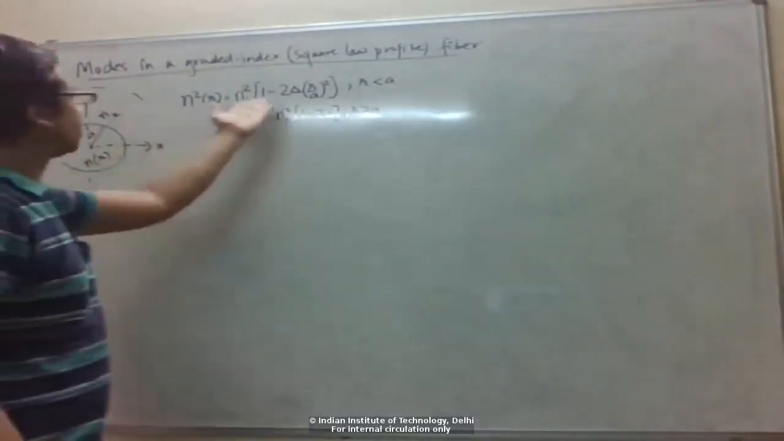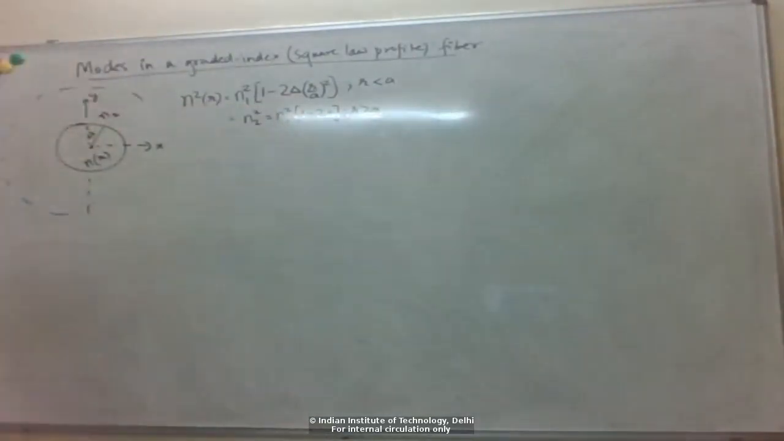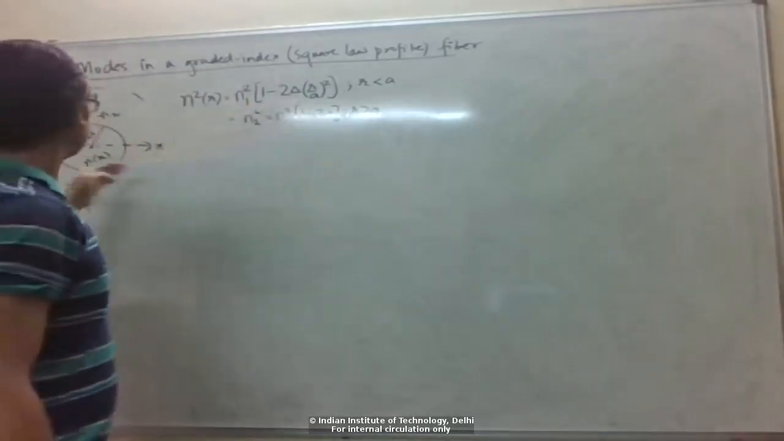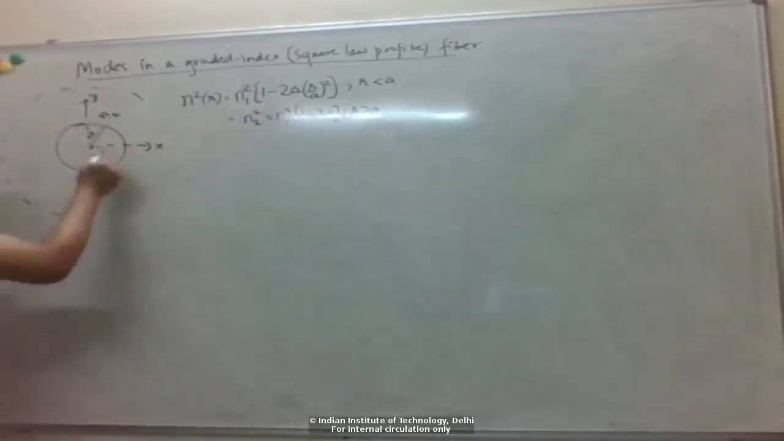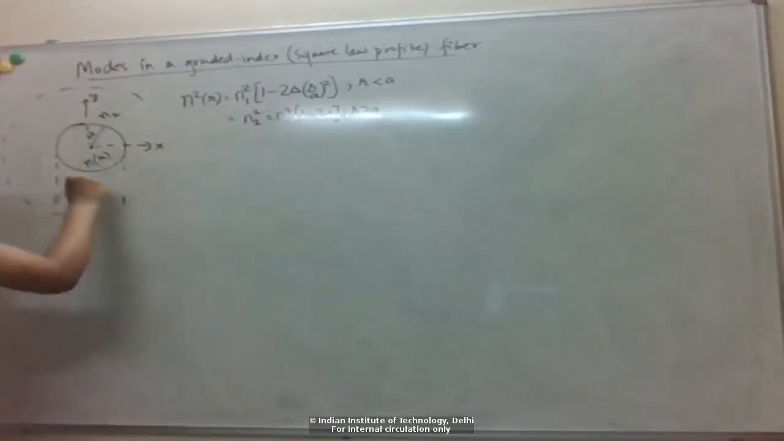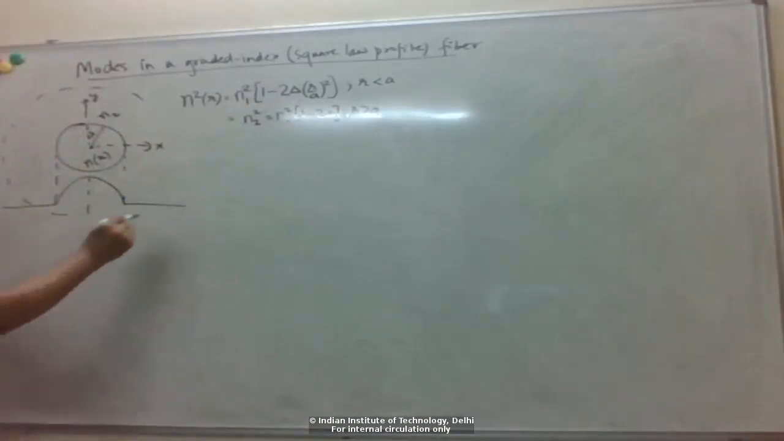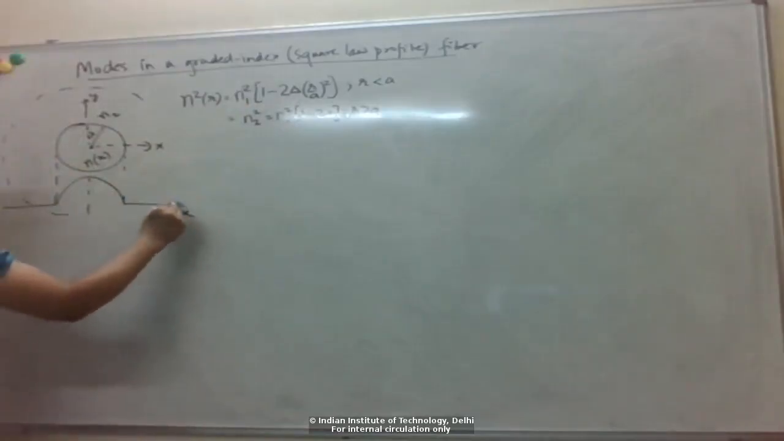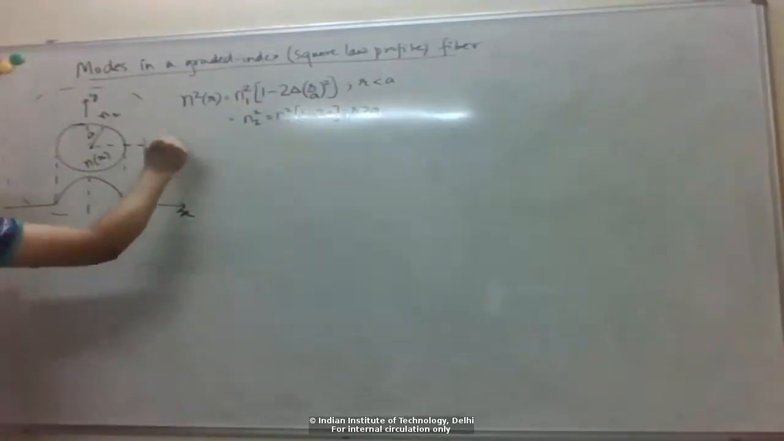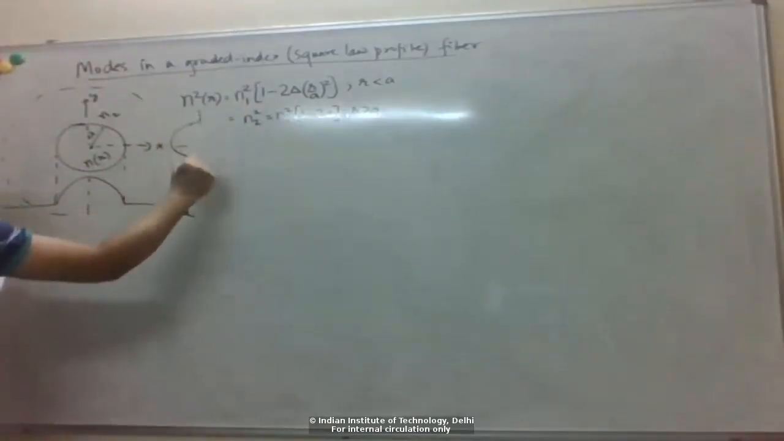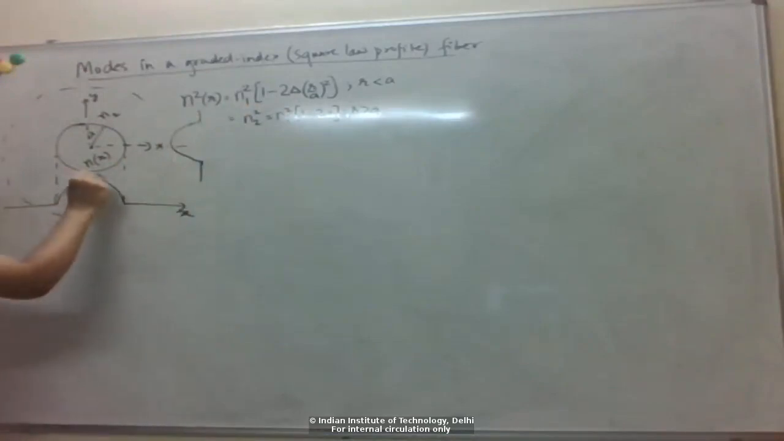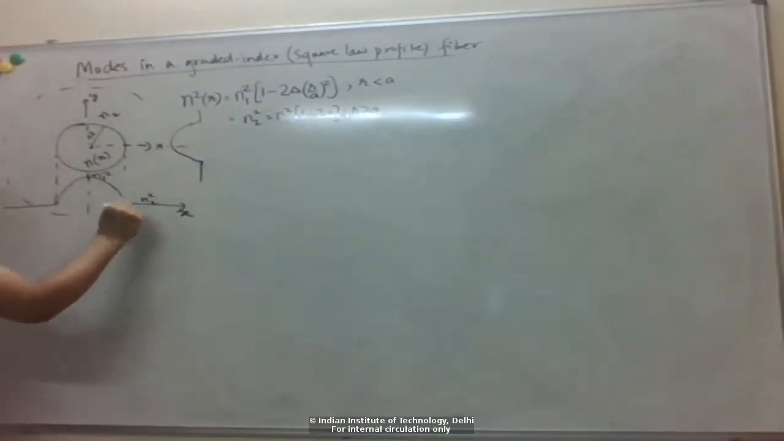So we already looked at this kind of profile in a slab, right? In a planar slab waveguide, and we saw that we could solve for the modes exactly, assuming that this profile extends till infinity. So this profile, if I plot here, it looks something like this, and then it's constant. So this x, similarly with y. So this is n1 squared, and it's n2 squared here.